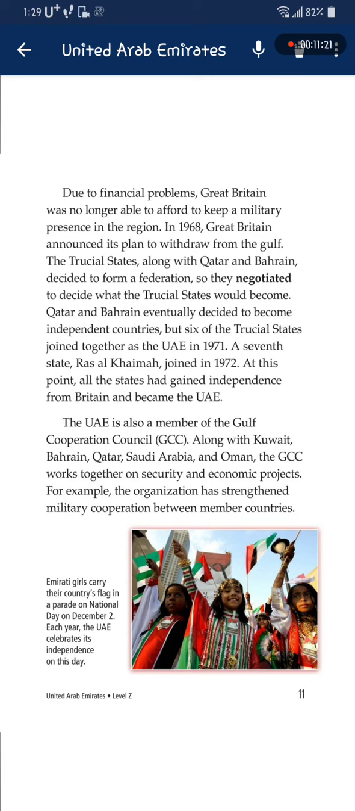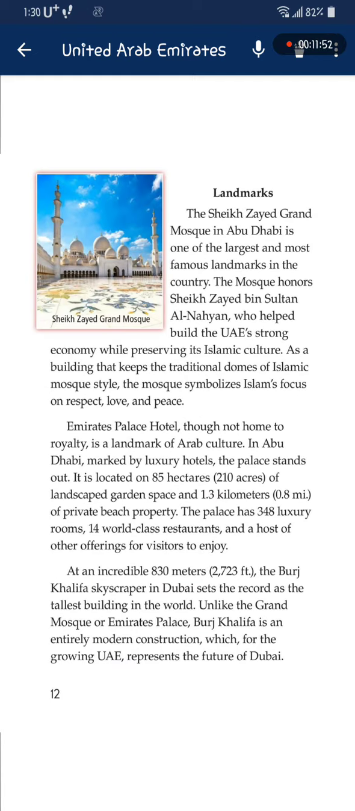The UAE is also a member of the Gulf Cooperation Council, GCC, along with Kuwait, Bahrain, Qatar, Saudi Arabia, and Oman. The GCC works together on security and economic projects. For example, the organization has strengthened military cooperation between member countries.